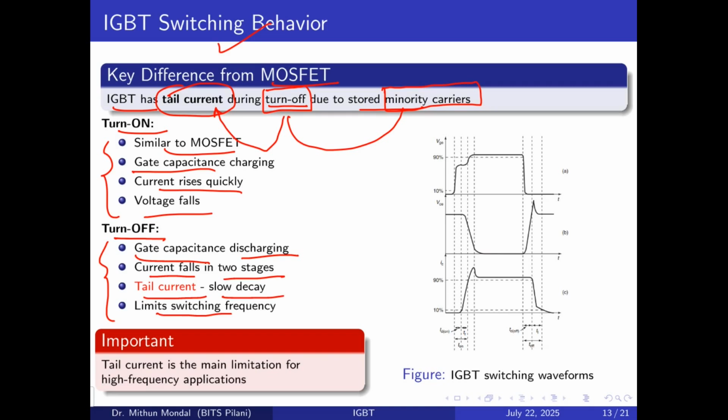Here you can see the IGBT switching waveform, where you have a small amount of tail current, and that tail current results in slow decaying of the IGBT characteristic. The most important point is that the tail current is the main limitation in high frequency application. If an IGBT is used for high frequency application, the current will not decay quickly due to the tail current, and that is one of the major limitations of the IGBT switch.